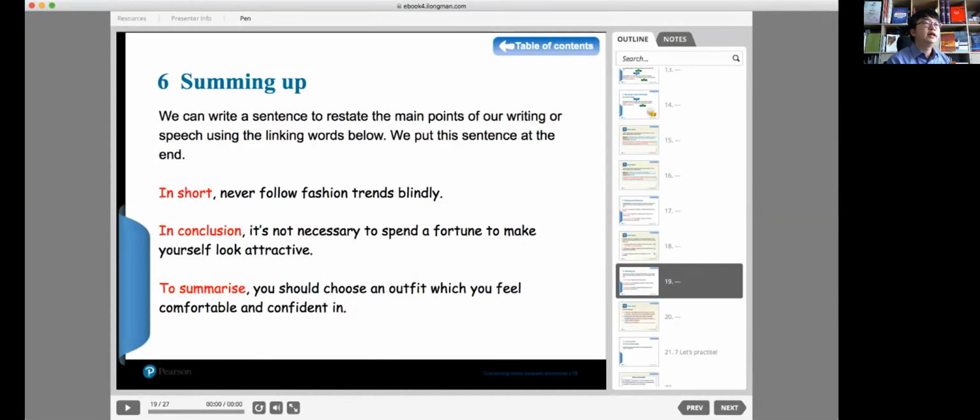All right, the first are the connectives here: in short, comma, in conclusion, comma, to summarize, comma. Because you want to restate, look at this right here, restate the main points. Restate means to talk about the main points again. So we use this type of connective, and this is very useful in your writing. Even later when you study for DSE, when you write, you also need to use this type of connective because it's very useful.